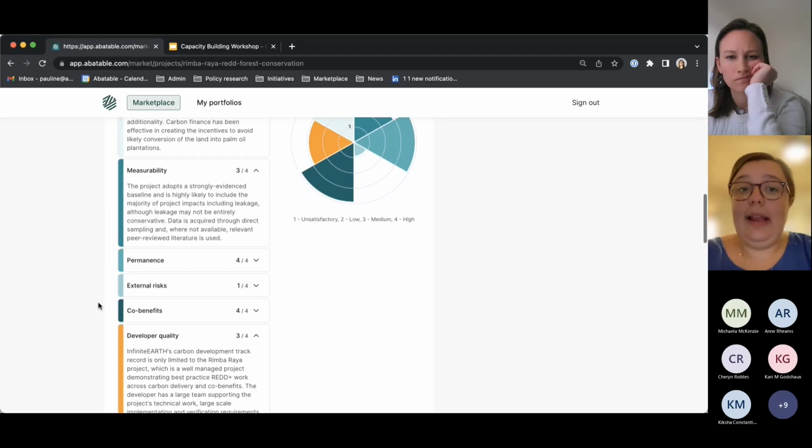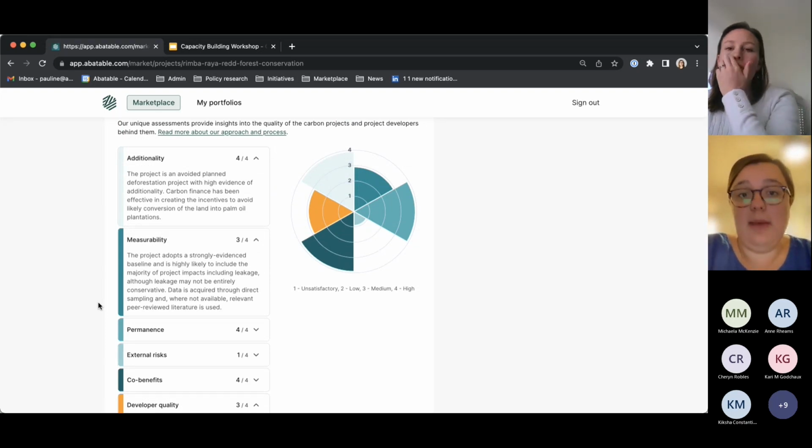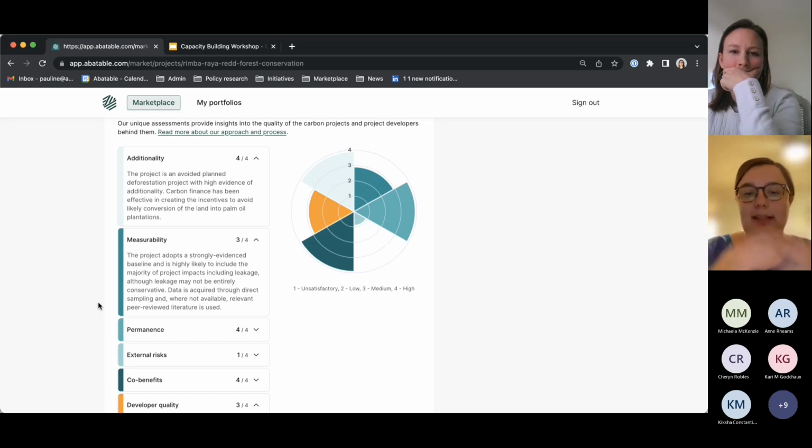We then look at, is it actually easily measurable, and is it being measured in the right way, the emission avoidance that's happening on the ground? So is it just modeling, or is it actually sampling that's happening on the ground? And in this case, it's a little bit of both. Not everything can be measured, which is why we give them a 3 out of 4.